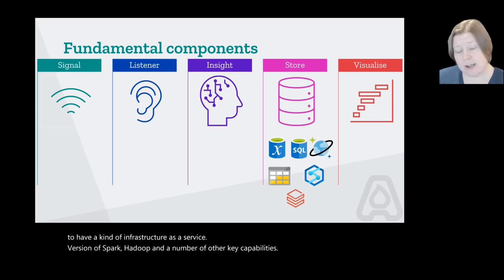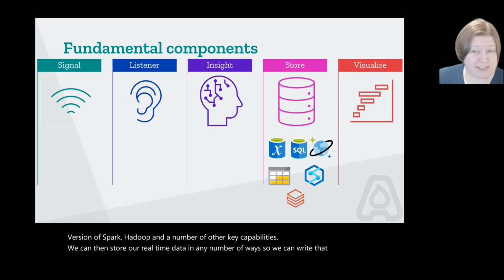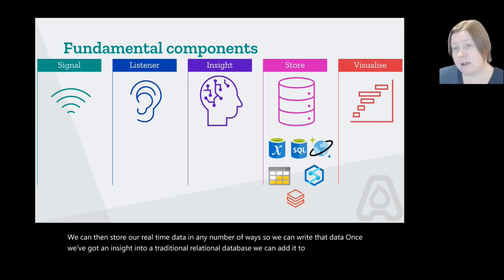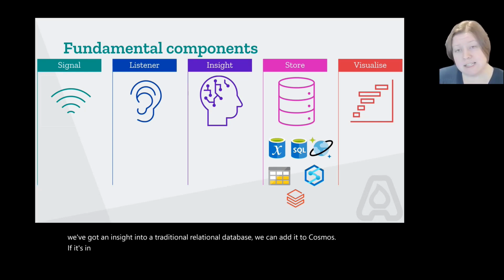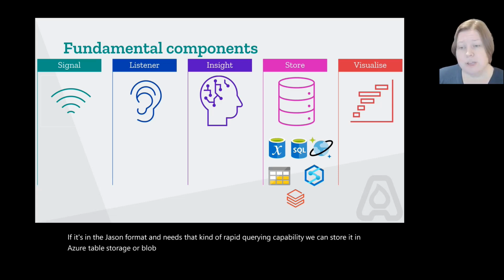We can then store our real-time data in any number of ways. Once we've got an insight, we can write that data into a traditional relational database. We can add it to Cosmos DB if it's in a JSON format and needs that kind of rapid querying capability. We can store it in Azure Table Storage or Blob Storage. And we can even persist it inside Synapse Analytics or Azure Databricks.